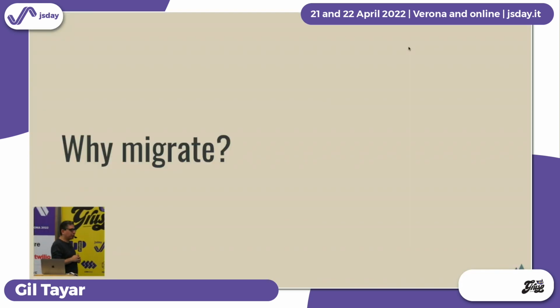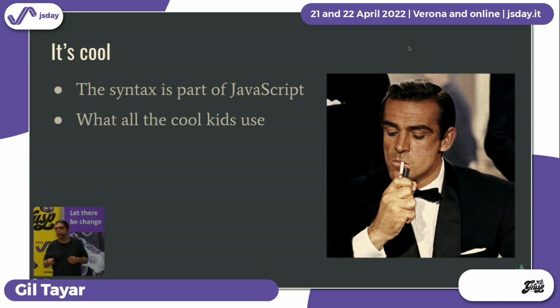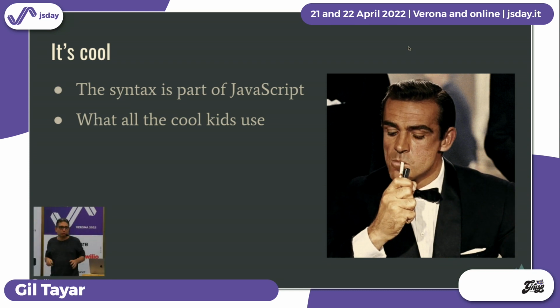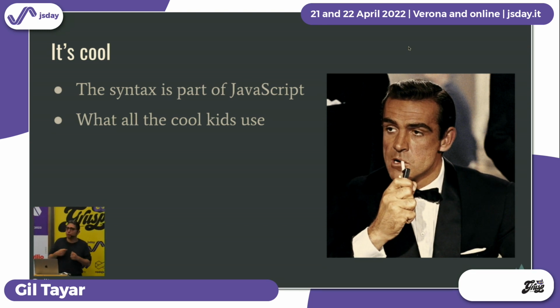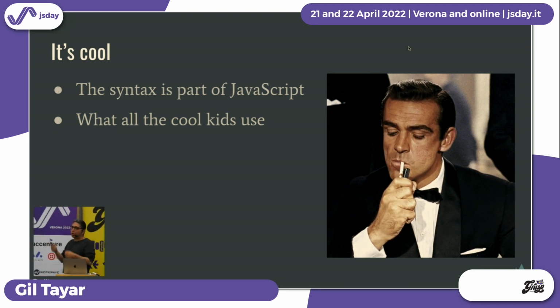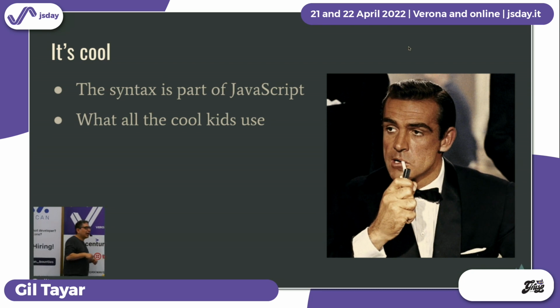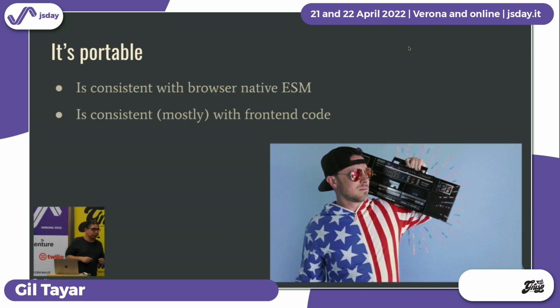Okay. First part, why do we want to migrate to ESM? First of all, and most importantly, we want to be cool. Okay, never mind the pragmatics, and ESM is cool for two reasons. One, it's part of JavaScript. CommonJS is not part of JavaScript. It's a userland library which does module systems because JavaScript is dynamic, so it can do that. And ESM is part of the syntax, and obviously what all the cool kids use.